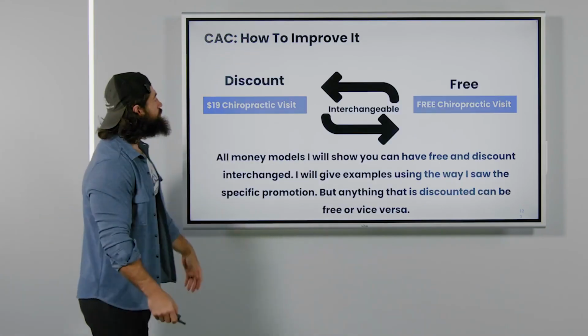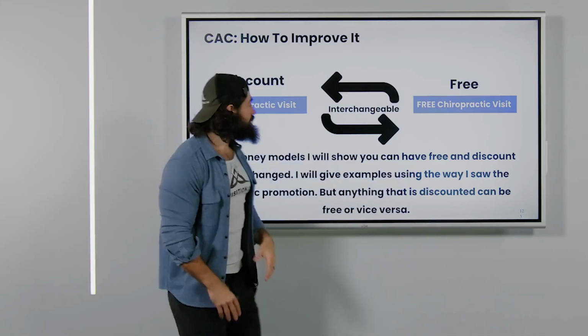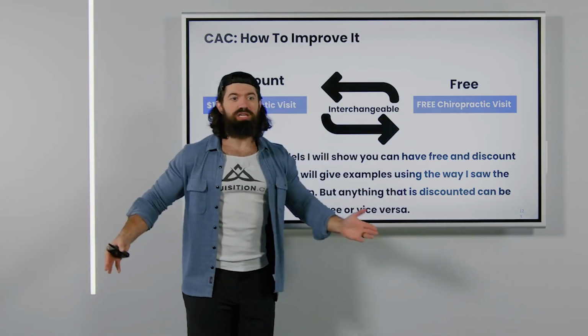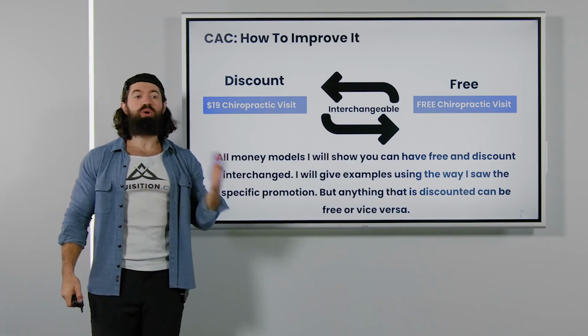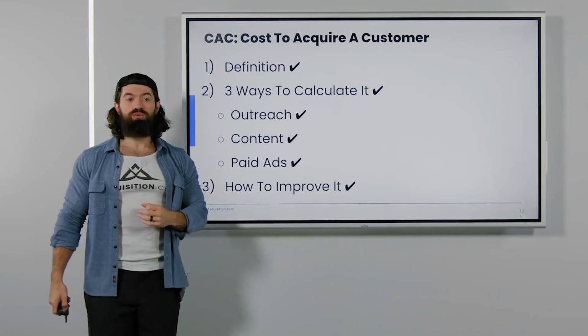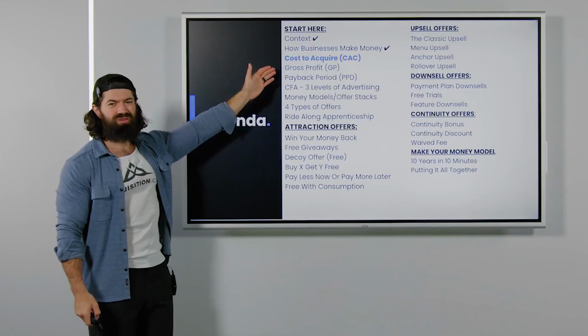All right. So these things are going to be interchangeable throughout the remainder of these trainings. If you see a $19 chiropractor visit, it can be just as much a free chiropractic visit. The whole thing will work. But if you insist on doing this, fine, do that. If you insist on doing this, fine, do that. It does not matter. All the money models that I will show you can have free or discount interchanged and they will both work. Kaboom. These are the ways that you can improve your CAC. So with that being said, CAC is covered. Now we go into gross profit.